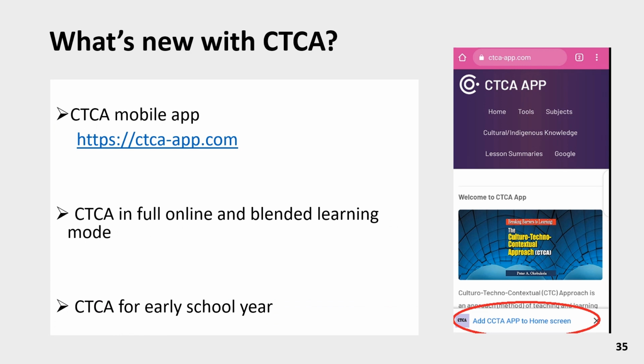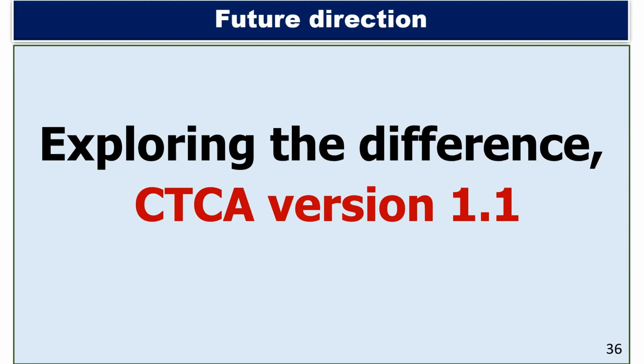So what's new about CTCA? CTCA now has an app that you can use. In the app, you find lessons that are CTCA empowered, and then cultural activities that you can also look into to teach your lessons. CTCA is now going online and blended mode. Then we're also trying to explore CTCA in the early years, the primary classes. As for the future direction of CTCA, you cannot imagine what CTCA version 1.1 will look like. Just keep salivating, and then we're trying to make some modification, particularly to step 1 and step 5, and it's going to be marvelous.